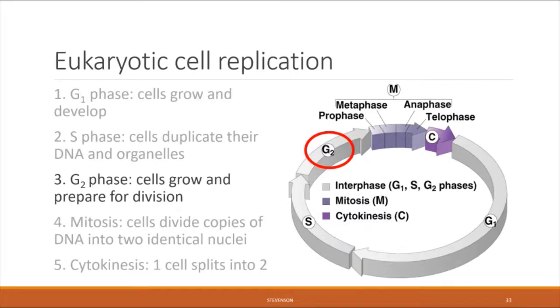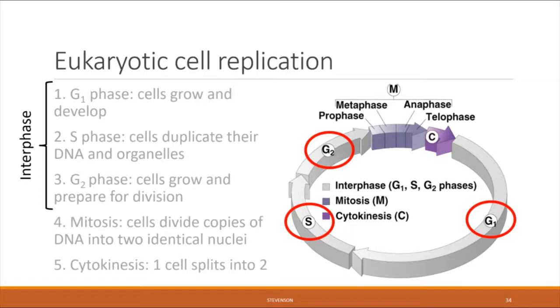So now that we've talked about S phase, we're moving on to the next phase of the cell cycle, which is the G2 phase. During the G2 phase, like in the G1 phase, the cell is going to be growing, and now it's preparing for division because it has already replicated all of its DNA and organelles during the S phase, so at this point it's really seriously moving towards the cell splitting.